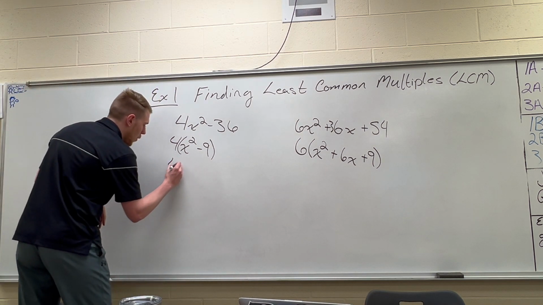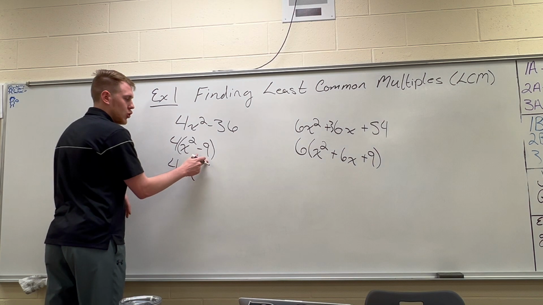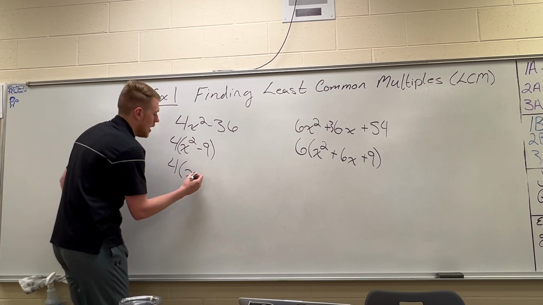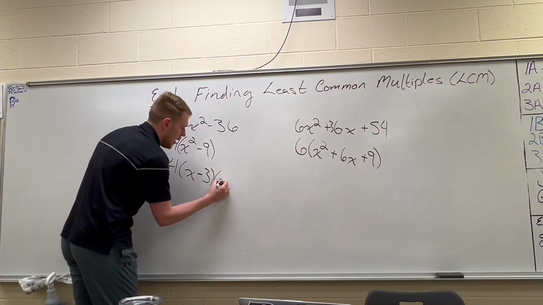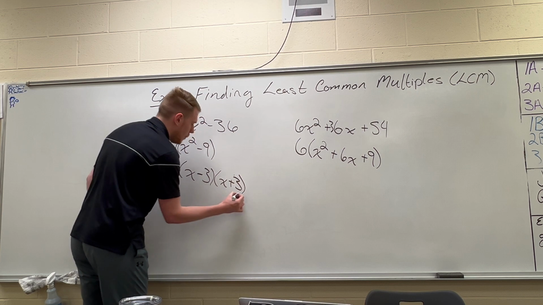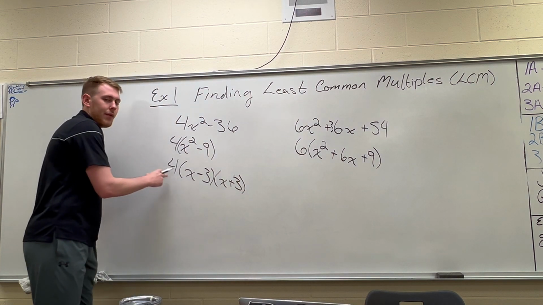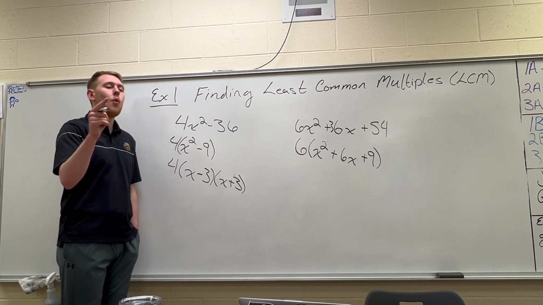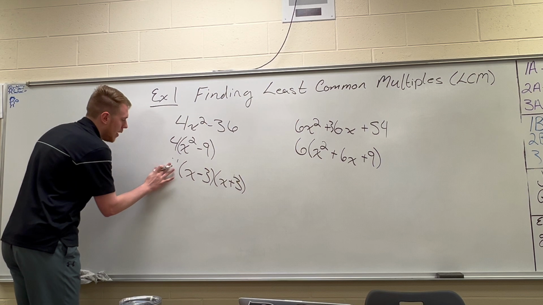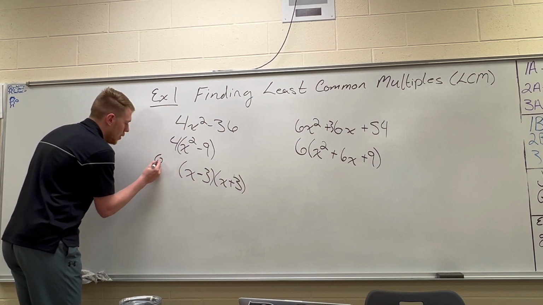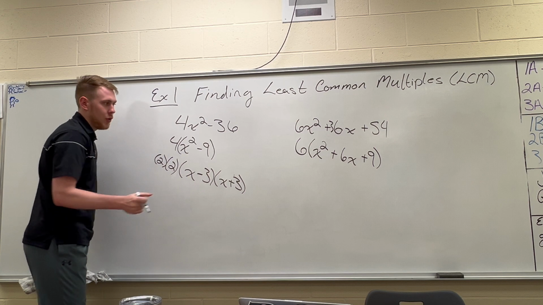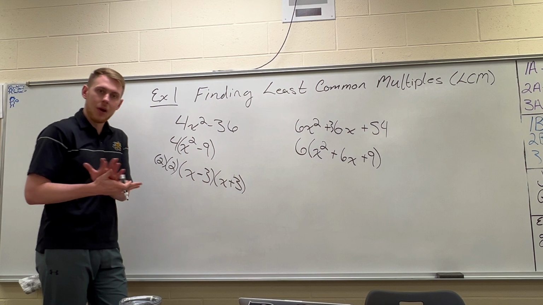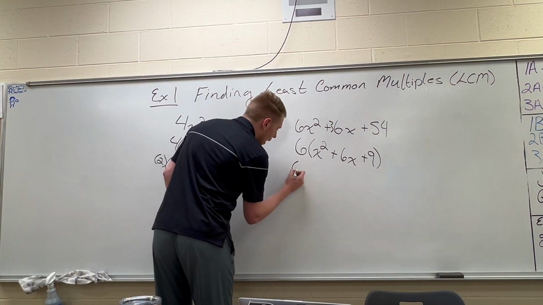So I get 4, and then this is a square, and this is a square with a subtraction sign. If you remember from last class, it's a difference of two squares. X minus 3, x plus 3. The other thing we do is we need to break down 4. You can break down 4 in 1 and 4, 2 and 2. I'm going to show you why I'm going to do 2 and 2. It's because when I come over here to do 6, I can do 2 and 3. Hopefully that makes sense.